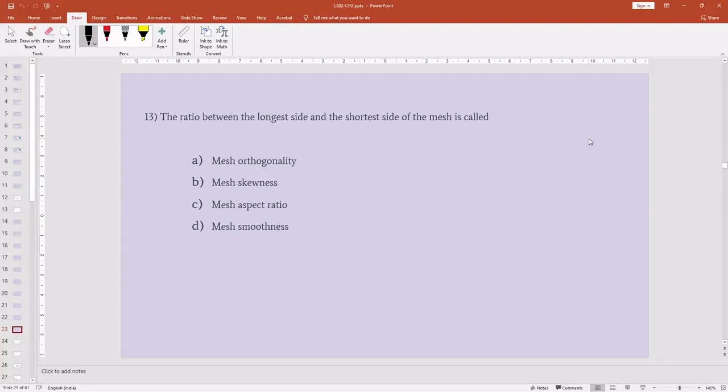So our next question: what is the mesh parameter that is defined by the ratio of the longest side to the shortest side? Options are mesh orthogonality, mesh skewness, mesh aspect ratio, mesh smoothness.